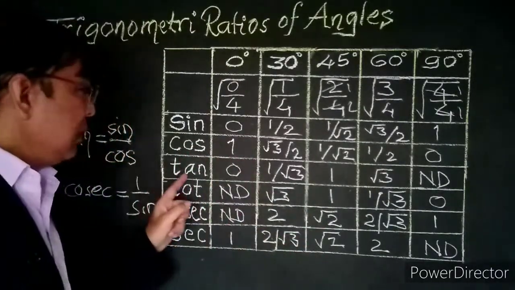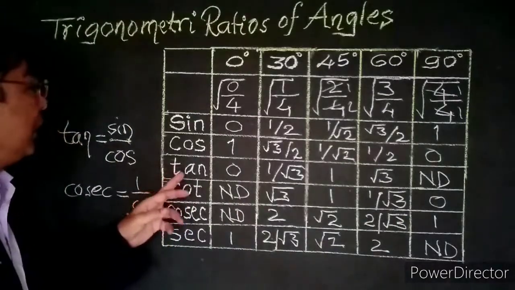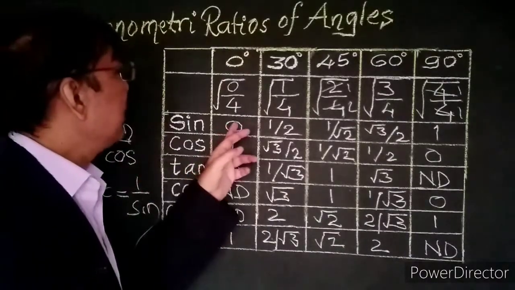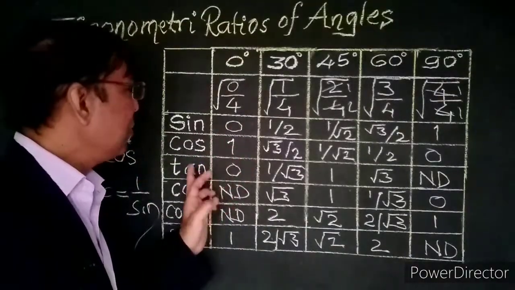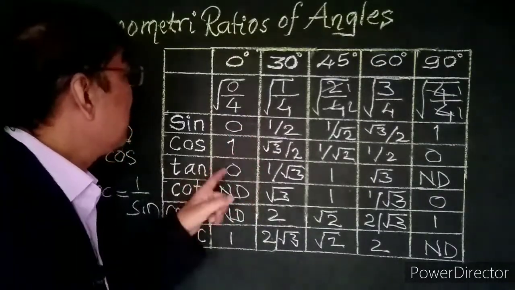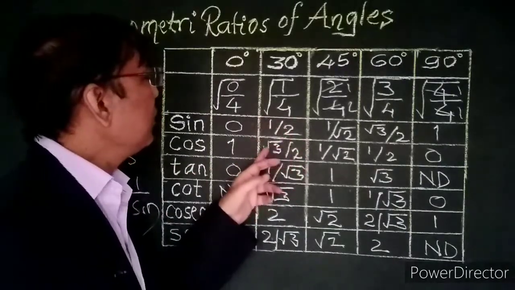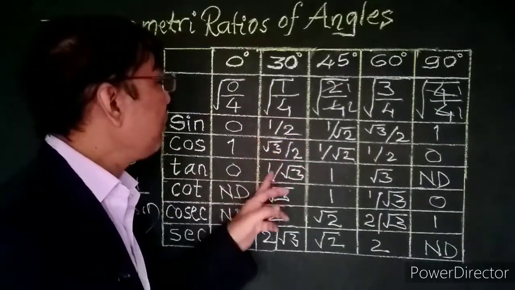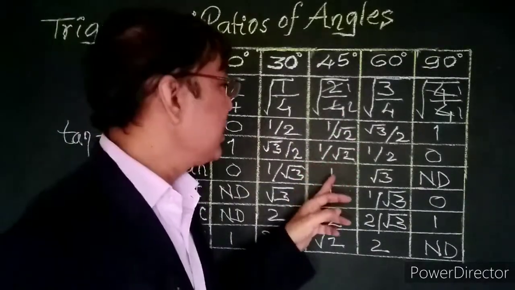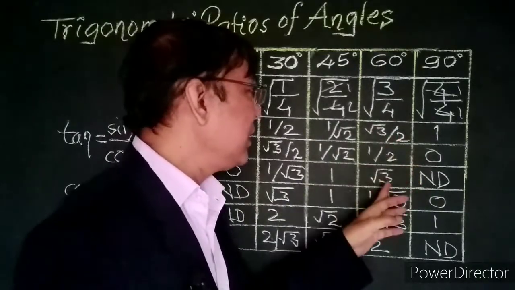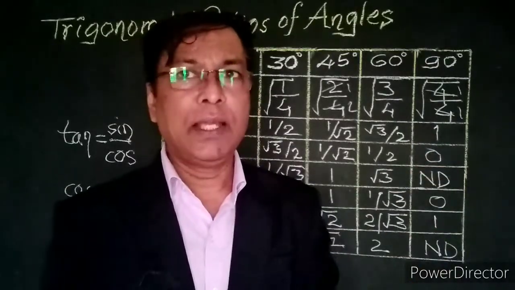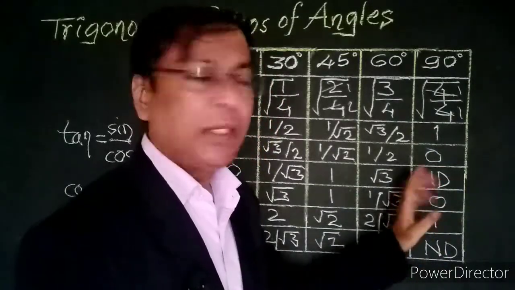Then, to find the tan theta values, we divided sine values by cos values. When we divide sine values by cos values, we have got the tan values. 0 upon 1 means 0. Here 1 upon 2, root 3 upon 2, the 2 got cancelled, and we got 1 upon root 3. And these 1 upon root 2, 1 upon root 2 get cancelled, so we get 1. Here the 2 gets cancelled, we get root 3, and 1 upon 0, which means it is not definable. So we have written here ND.